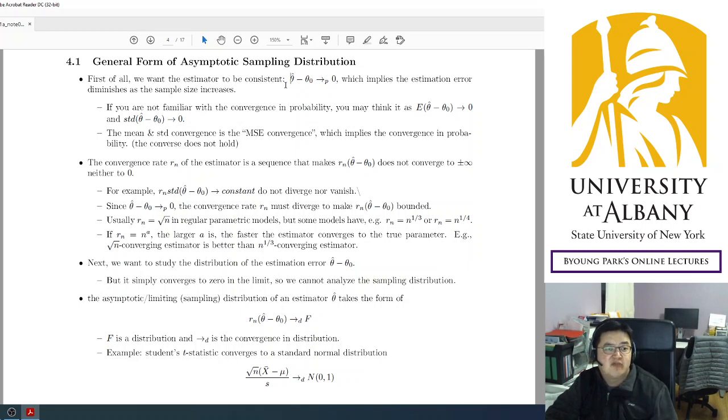But if you are not familiar with that definition, then alternatively you may think of it this way. The expected value of the error converges to zero as n increases to infinity, and the standard deviation of the error also converges to zero. By the way, these two convergences imply mean squared error convergence, which is different from convergence in probability, but usually it implies convergence in probability.